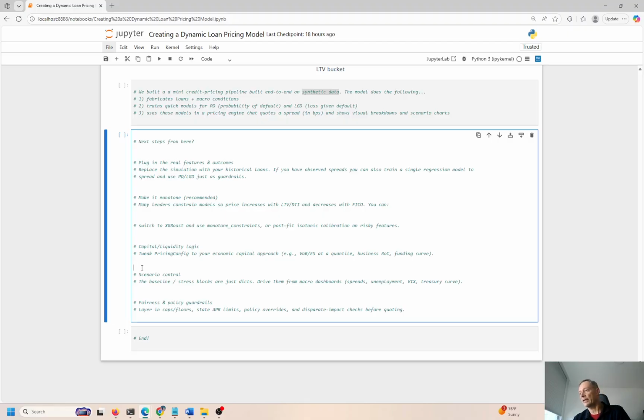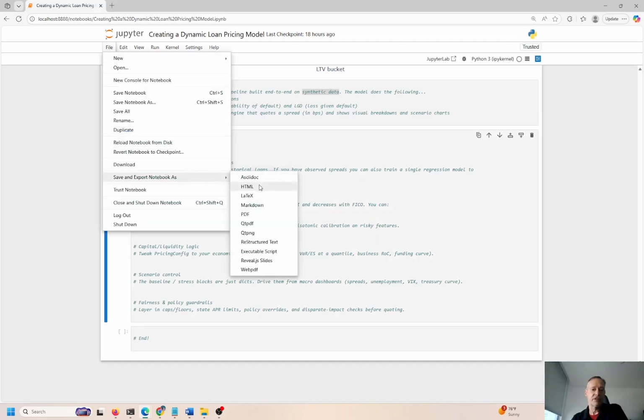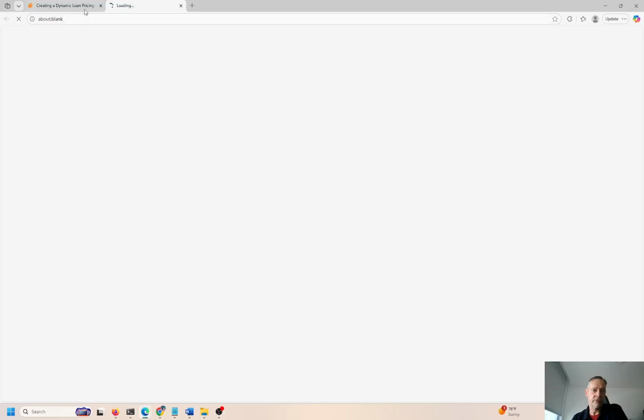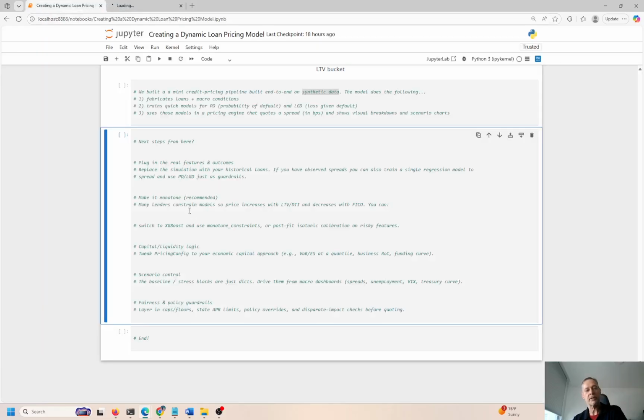Okay, that's it, guys. That's all I have for this topic. Hopefully that was useful and insightful. I will post all this code. I will save it right now. File, save as HTML. So you have all the code. You can copy and paste this into your own Jupyter notebook and run it as is.